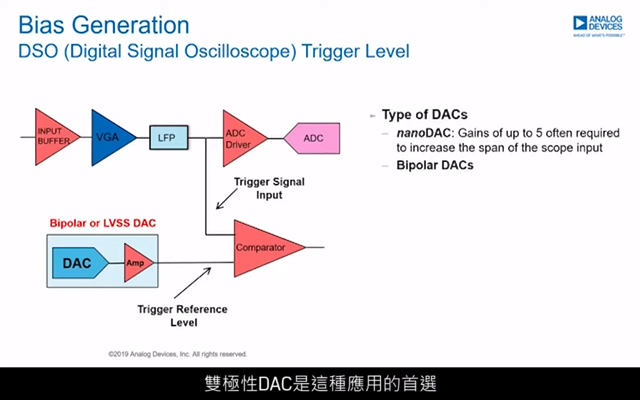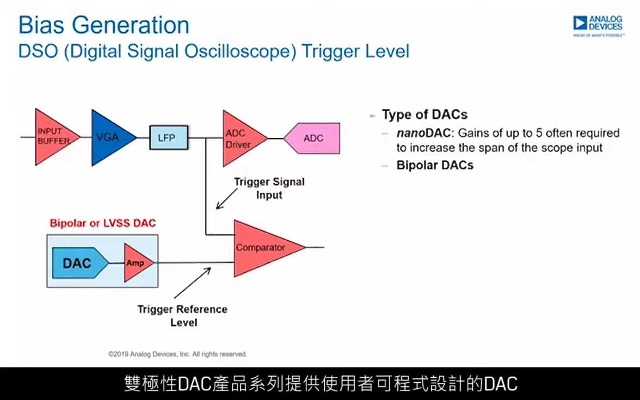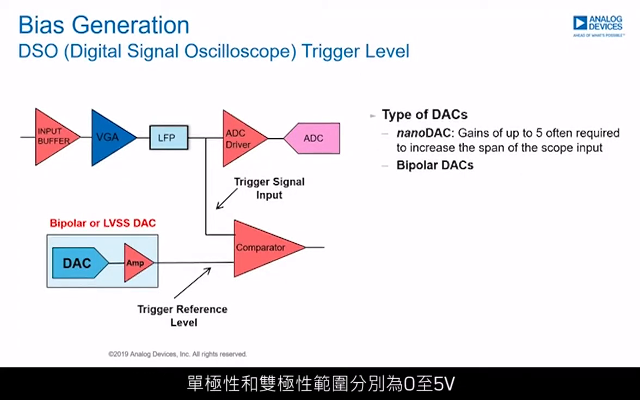Bipolar DACs are a preferred option for this application, as high voltage outputs over 5 volt or bipolar outputs are often required when setting DSO trigger levels. The bipolar DAC portfolio offers user-programmable DACs with both unipolar and bipolar ranges from 0 to 5 volt, 0 to 10 volt, ±5 volt, and ±10 volt.